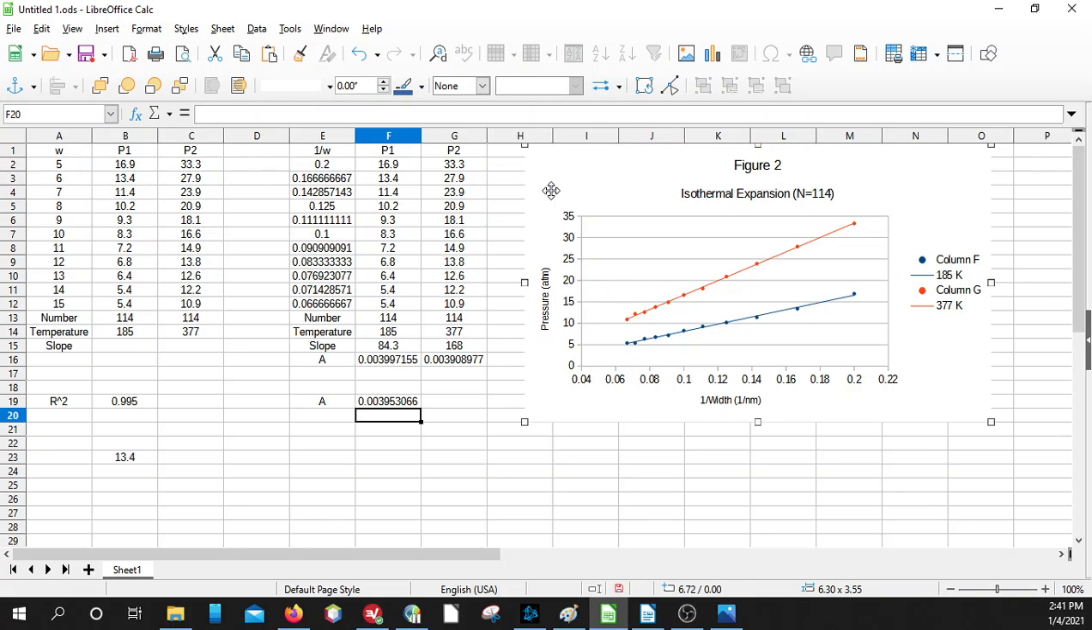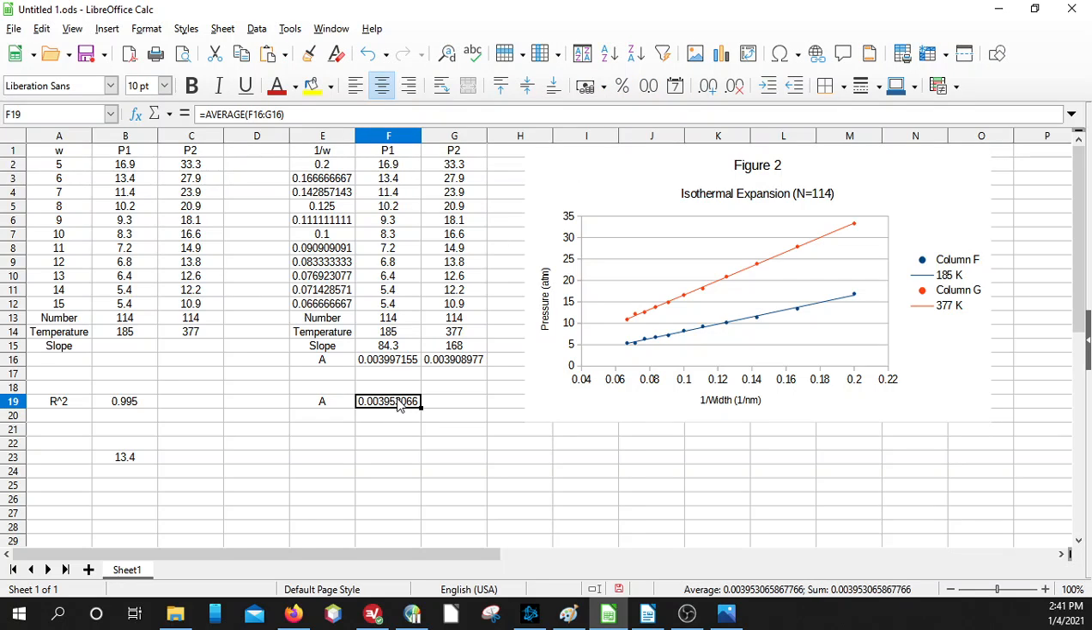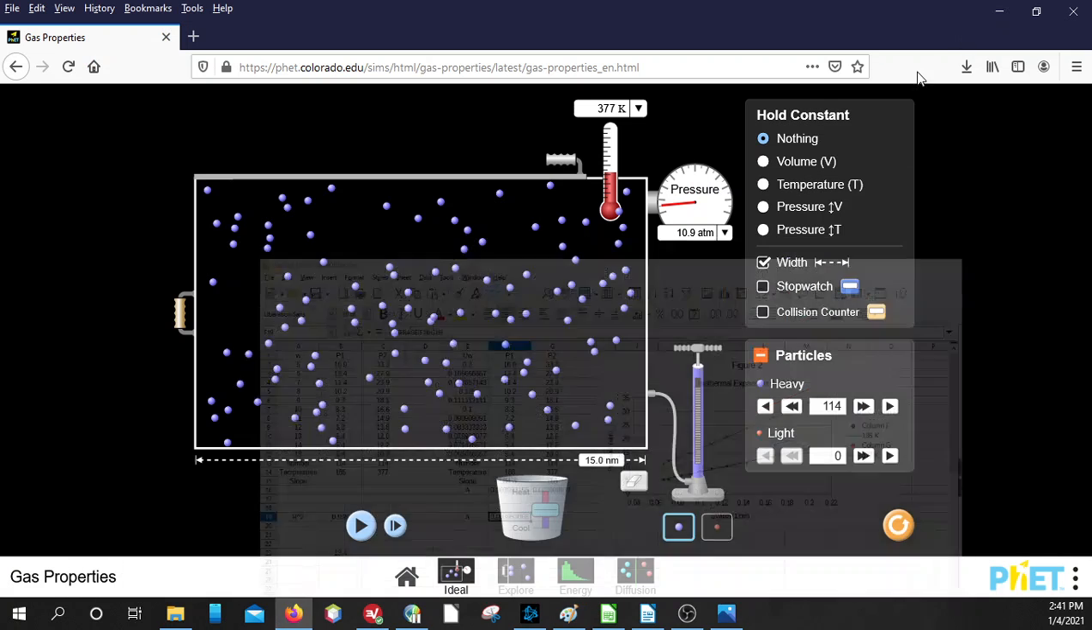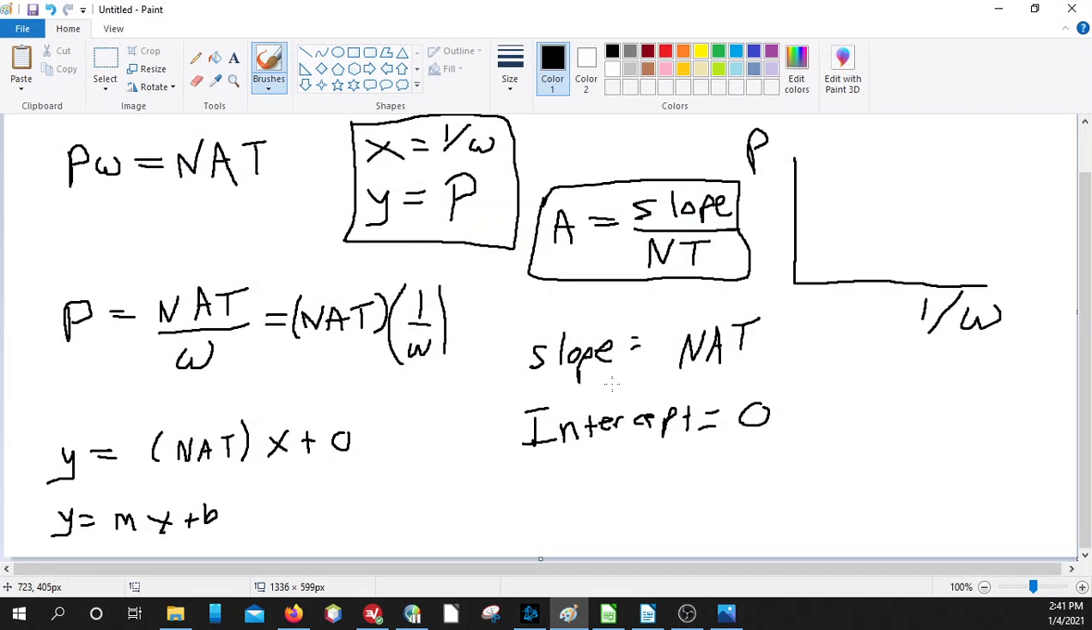So what are we missing? We're missing one major thing. We want this constant A, but we have a number. We also need a unit. So let's go back to here. Remember, our pressure is measured in atmospheres. And for W, 1 over W, the units would be 1 over nanometers.